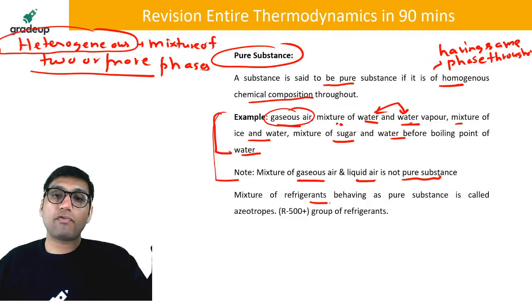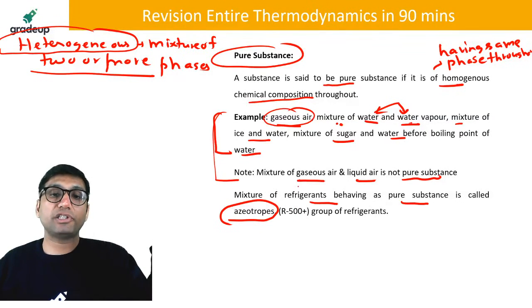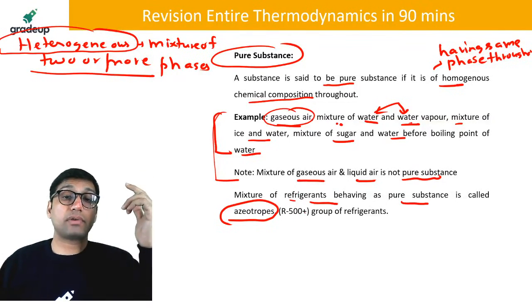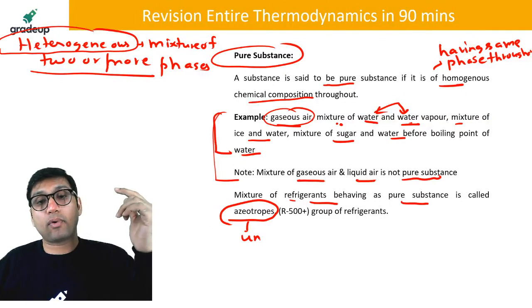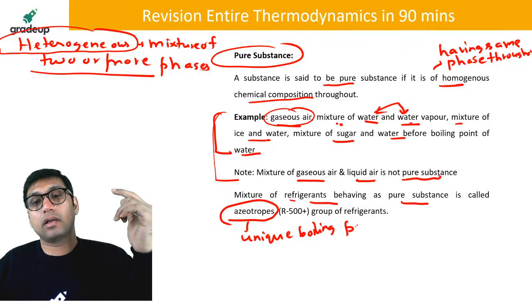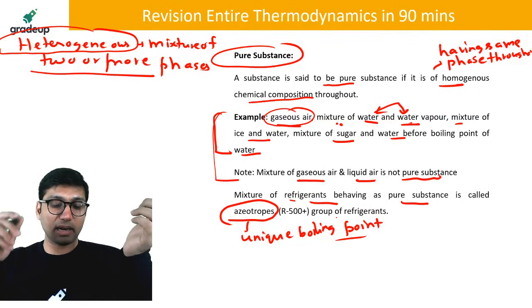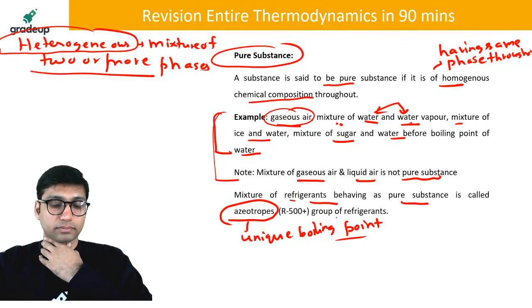Okay. Mixtures of refrigerants behaving as a pure substance are azeotropes. These are mixtures of refrigerants which behave as a pure substance, and they have a unique boiling point, a single boiling point. Okay.